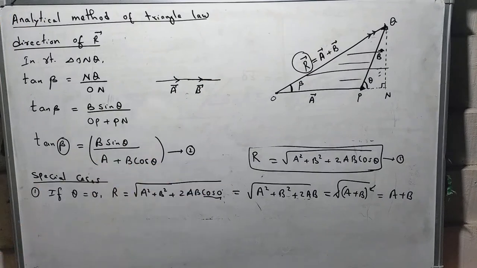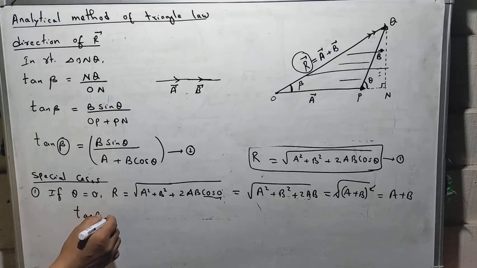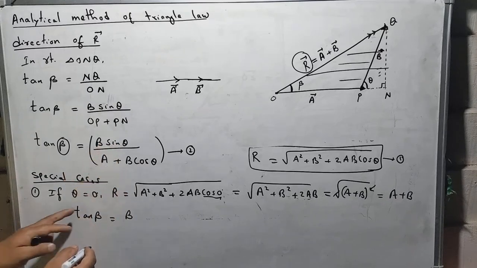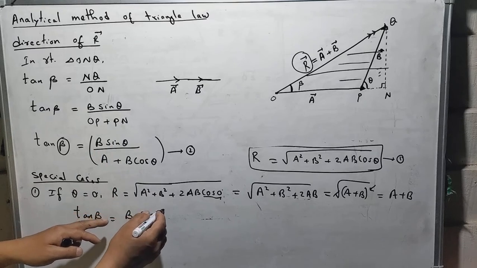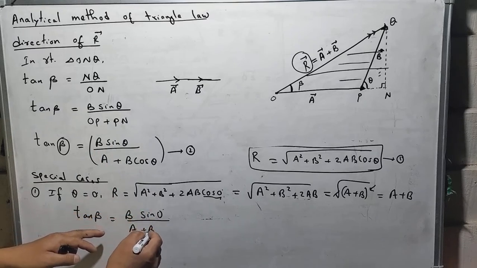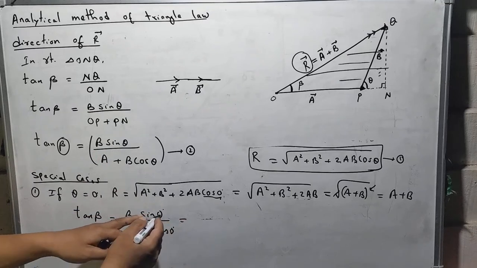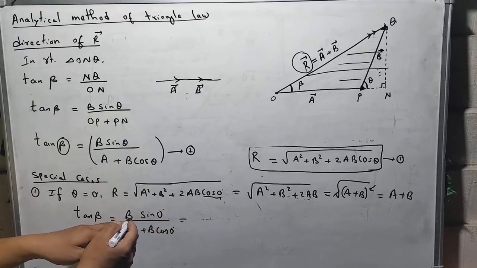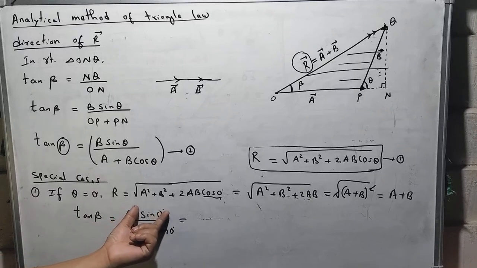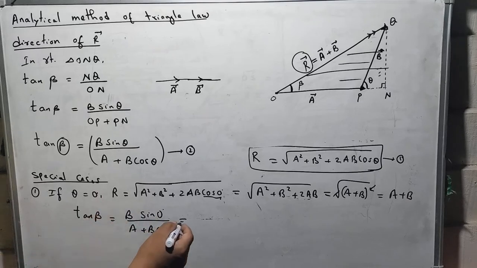So let us find out the direction. For the direction, I said we have to use this equation. So from equation 2, when you find out the direction, then you'll get tan beta is equal to B sine theta. Sine theta is 0, so I'll write sine 0 degree upon A plus B cos 0 degree. But we know sine 0 is 0. So 0 into B will be 0. So if the numerator is 0, then if you divide 0 by anything, you will get 0. So if tan beta is 0, it means beta is equal to 0 degree.